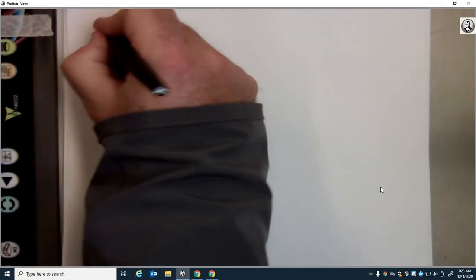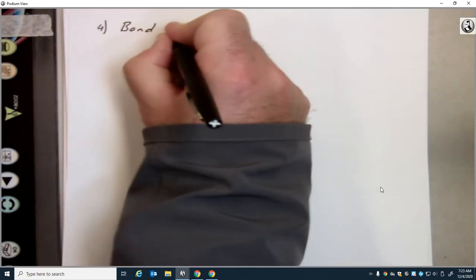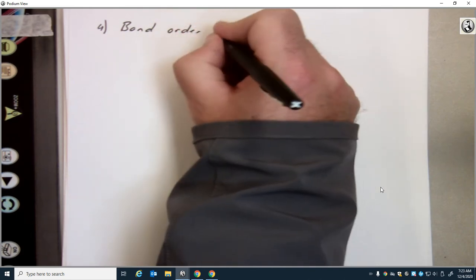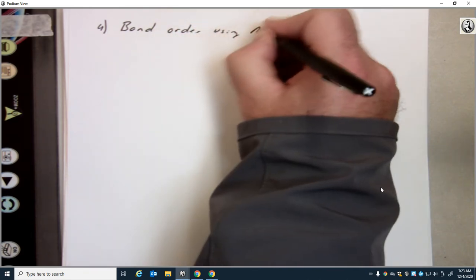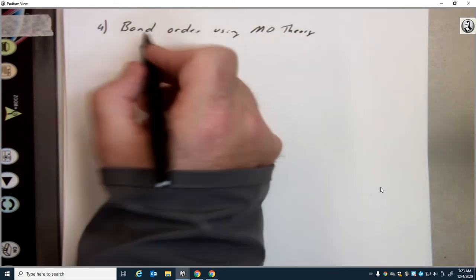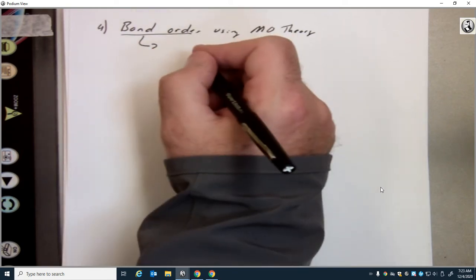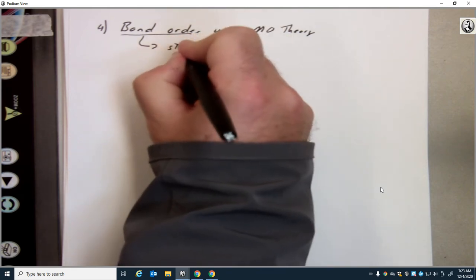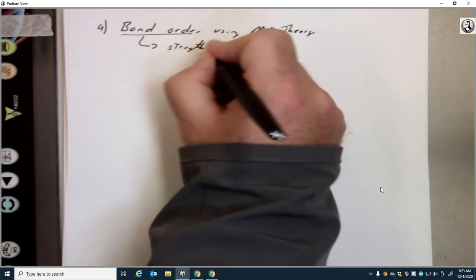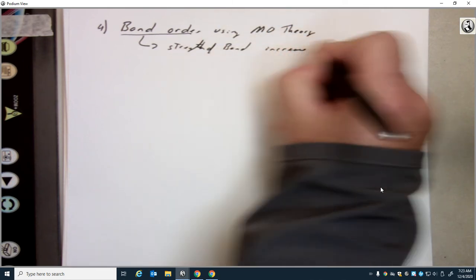I think that was all 3. So let's label this 4. We can figure out bond order using molecular orbital theory. Now remember what our bond order tells us: the strength of the bond increases with bond order.